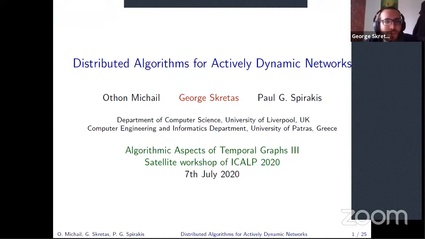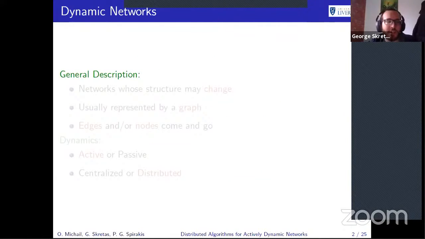So this is a joint work with Hawthorne and Paul that we had recently. The title of the presentation is Distributed Algorithms for Actively Dynamic Networks. So let me begin. So what is a dynamic network?